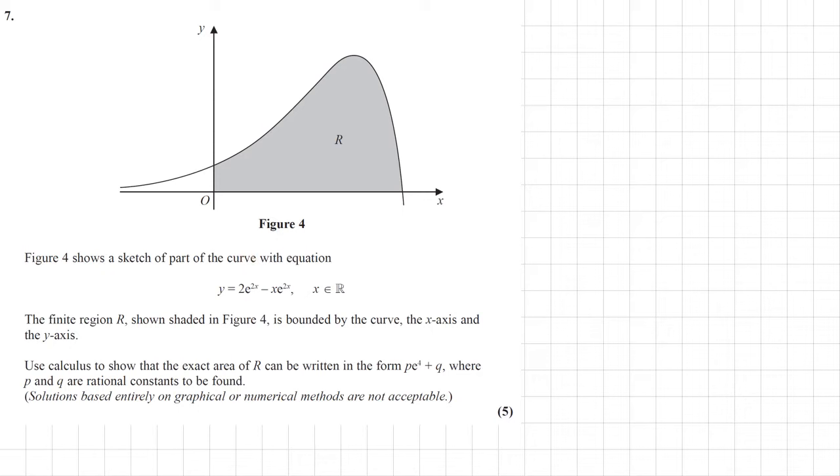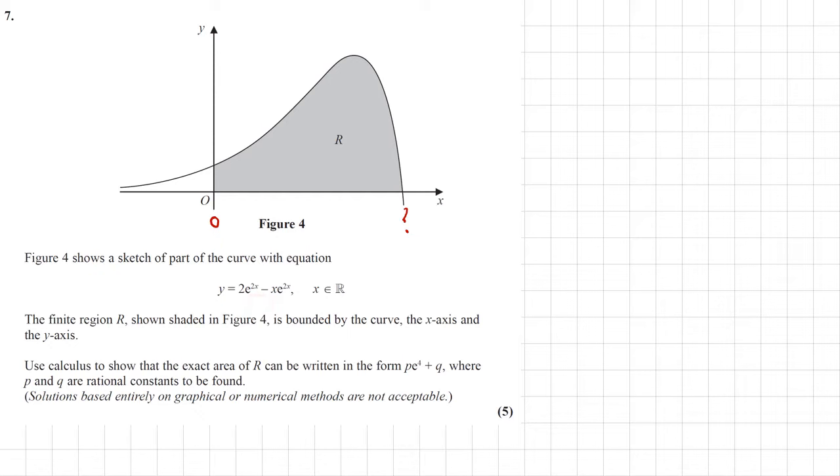Now I can see clearly that the limit on the left hand side is 0, because that's the x-axis, the y-axis. I need to find the limit on this side. In other words, I need to find out where this graph is crossing the x-axis, and it will cross the x-axis when y is 0.